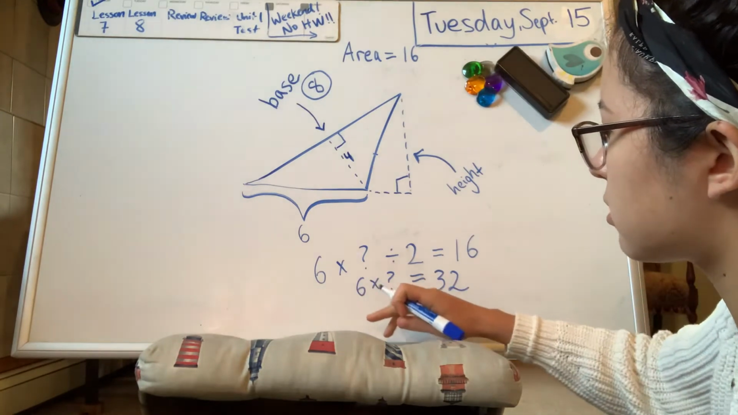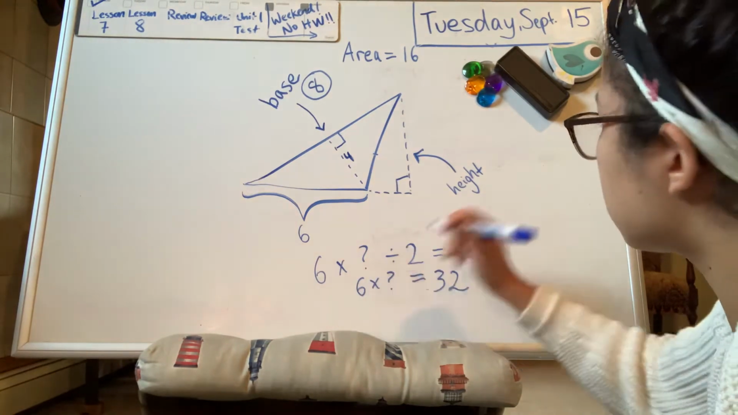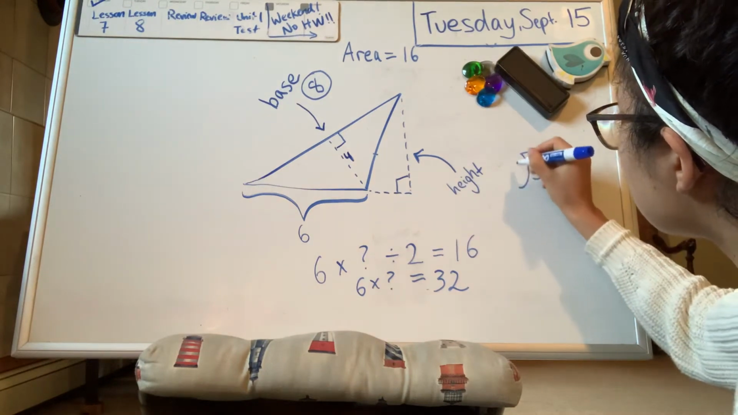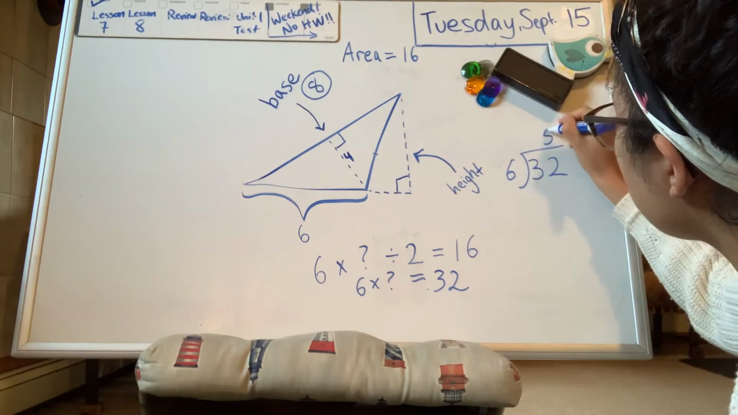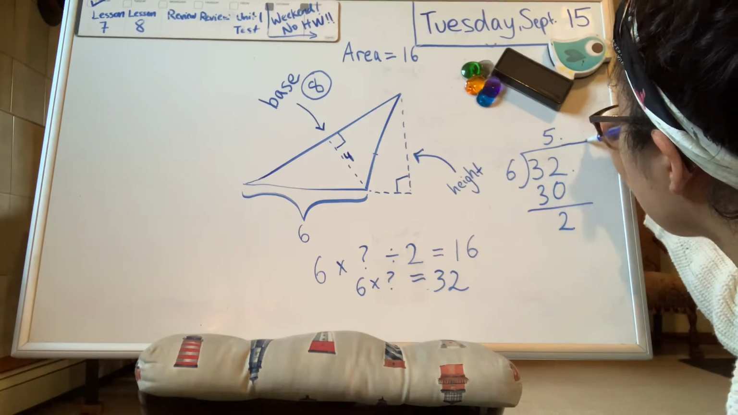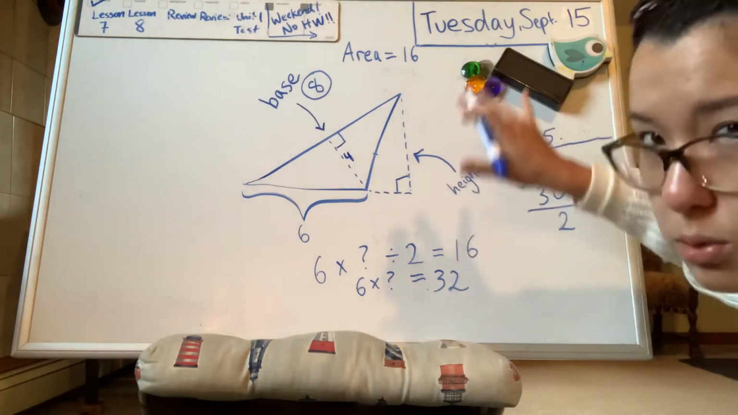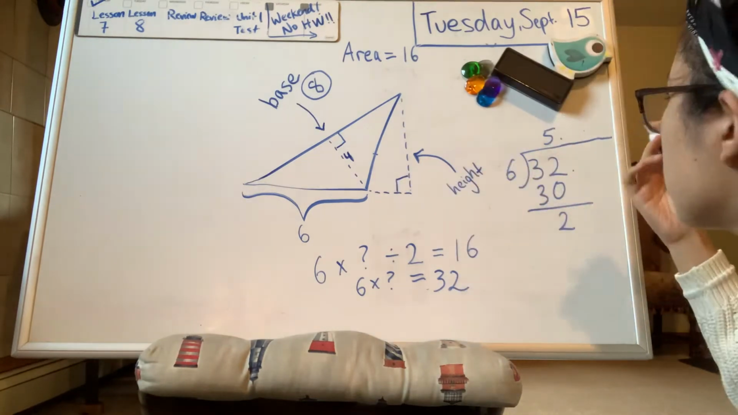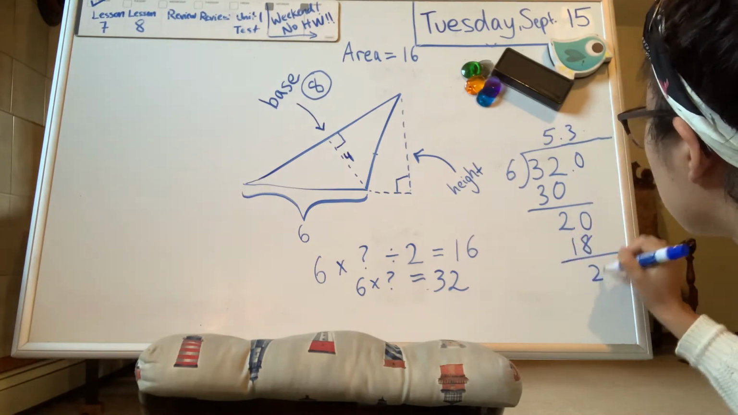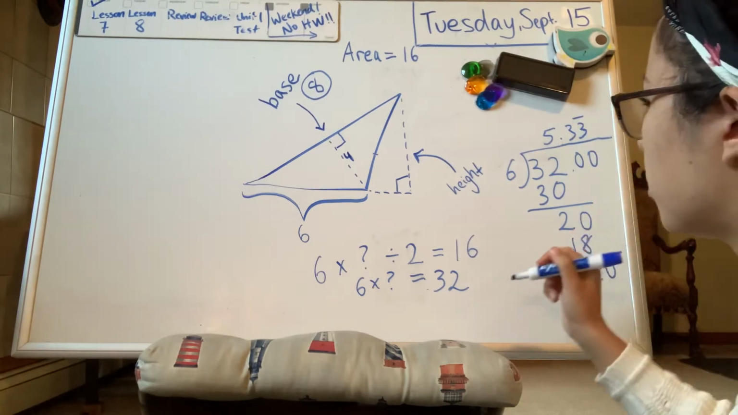If I know 6 times some number equals 32, I know that I can get that number by dividing 32 by 6. So let's do that right here. 32 divided by 6, 5 here, 30, put a decimal point. You probably will not have to deal with decimal points on your exam when it comes to the sides of triangles, but we're just working with that for now. 20, 30, 18. So I'm going to be getting an answer which just has repeating 3's. So I'm going to round that to 5.3.